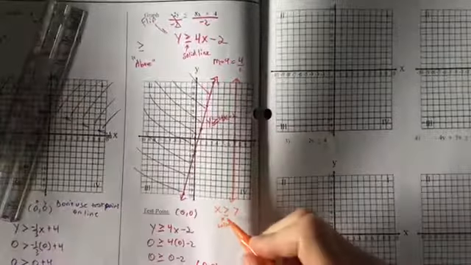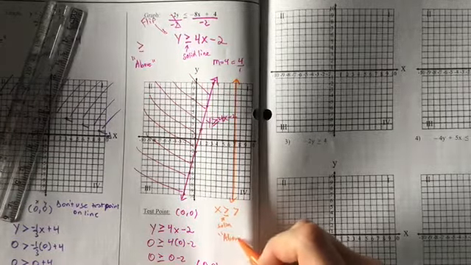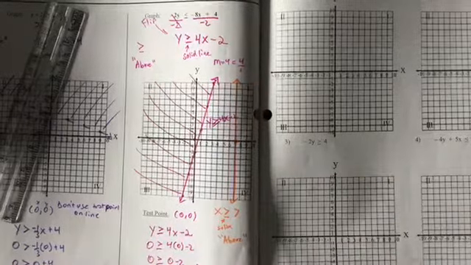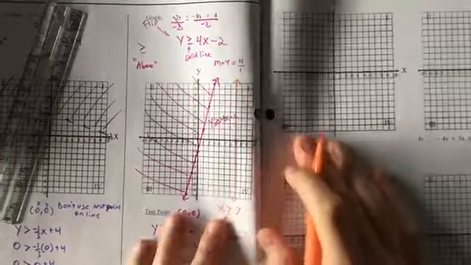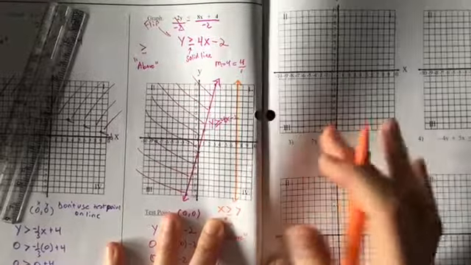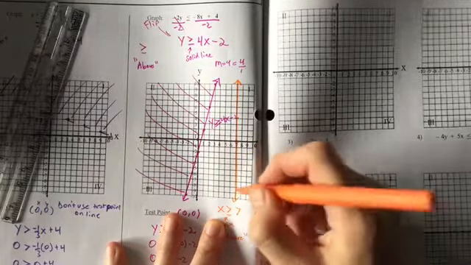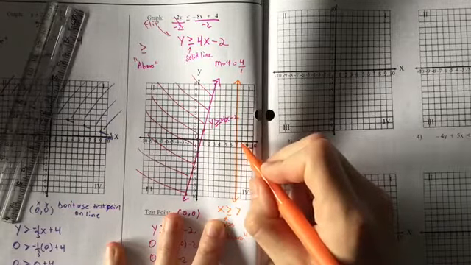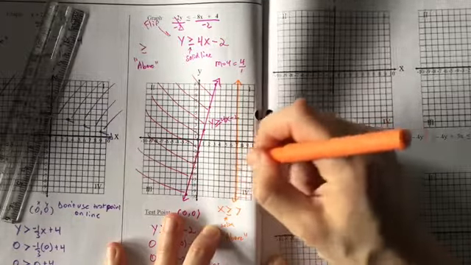Now typically when I see the greater than, I say we're going to shade above. But it's a vertical line, so there's really no above. Think of it as x is greater than 7. Where are the x values that are greater than 7? They're all over here. That's where we're going to shade. Think of x values of 8, 9, 10. Those are all greater than 7, those are all solutions. So we would shade this way.